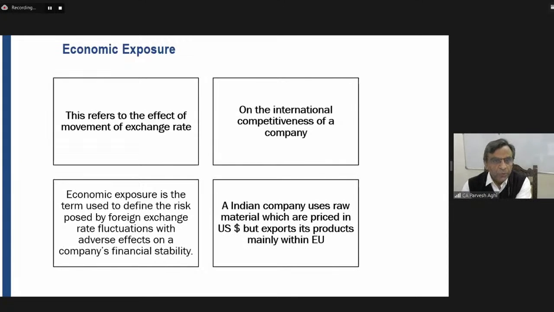Let's take an example to understand that. An Indian company uses raw material which is priced in US dollars. So it's buying from the US, but exports its product mainly within the European Union. So their customers lie in Europe, but they are buying the raw material in dollars. We almost did a question like that just now.